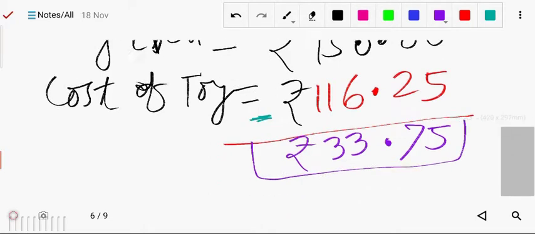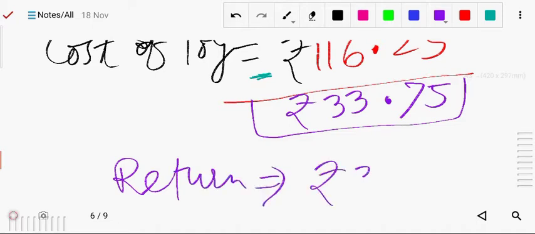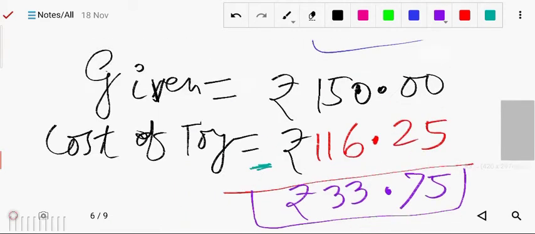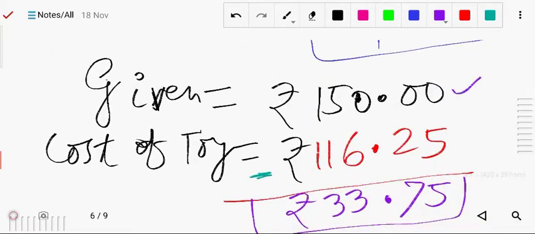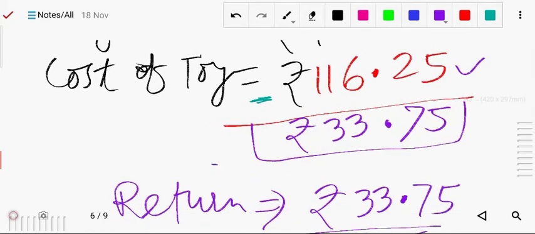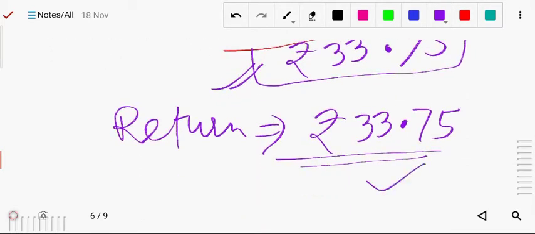So how much money will the shopkeeper return? The shopkeeper will return rupees 33.75. That's your answer. Okay, so first of all we have to find the amount given to the shopkeeper. We will add these two values, 100 plus 50, so you will get 150. Then after the given amount and the cost, the remaining balance will be the returning amount. So that will be the return. Okay, now see the next question.